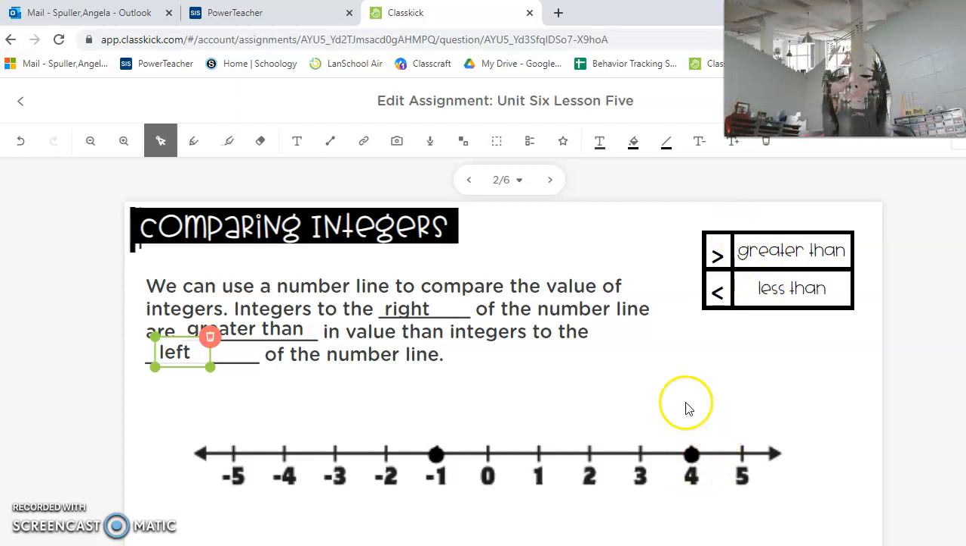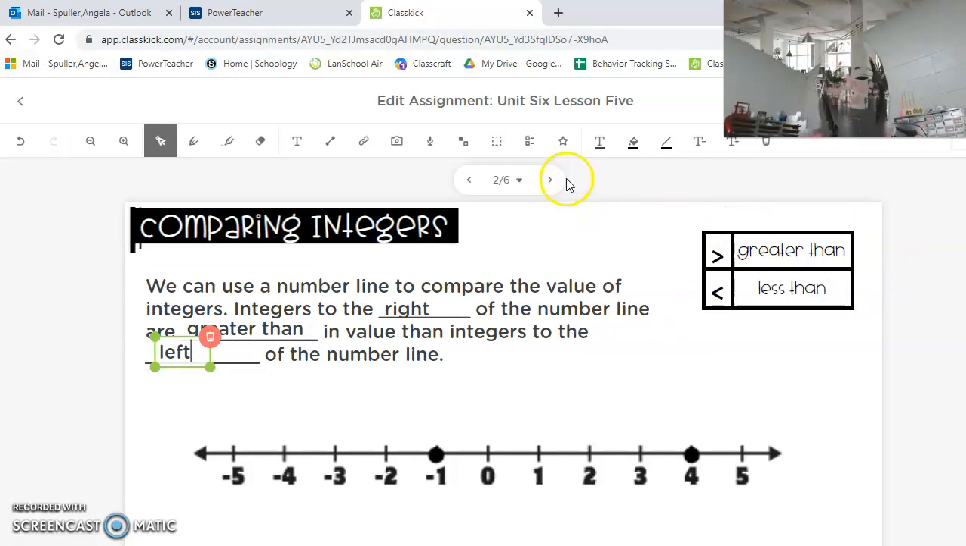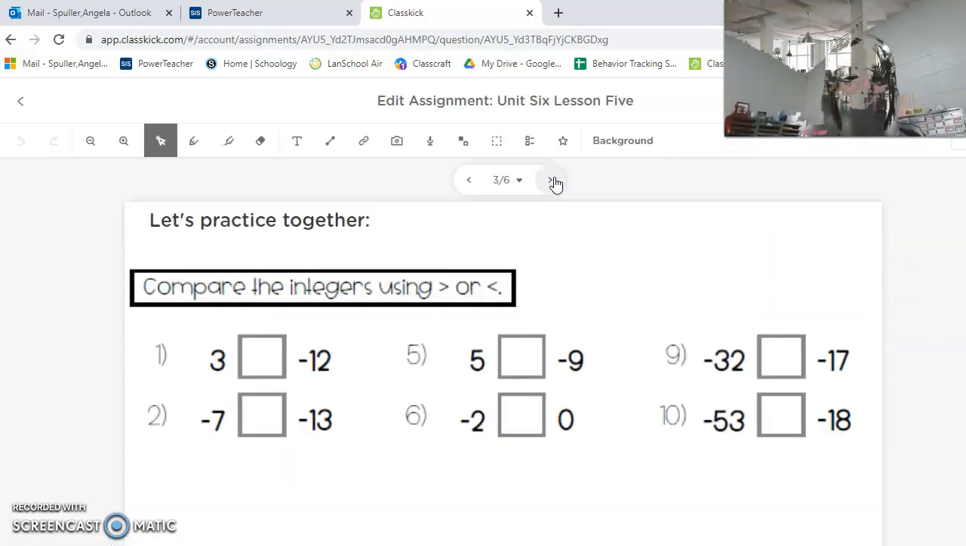Okay? If you have a positive number and a negative number, positive is always higher. If you have two positive numbers, then you compare them like you always have. If you have two negative numbers, the one that you owe the less, that's the one that's bigger. All right, let's practice this.